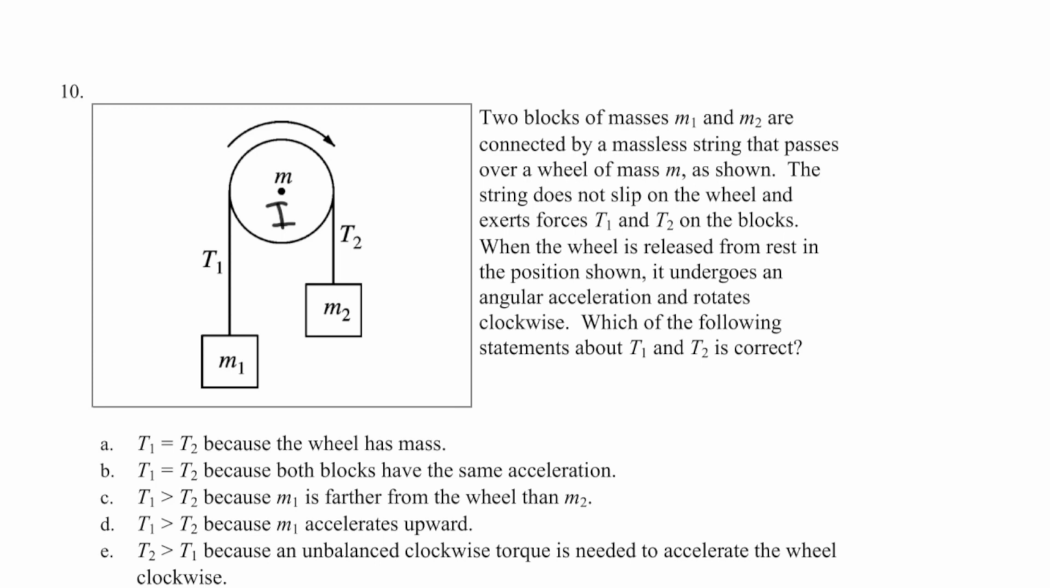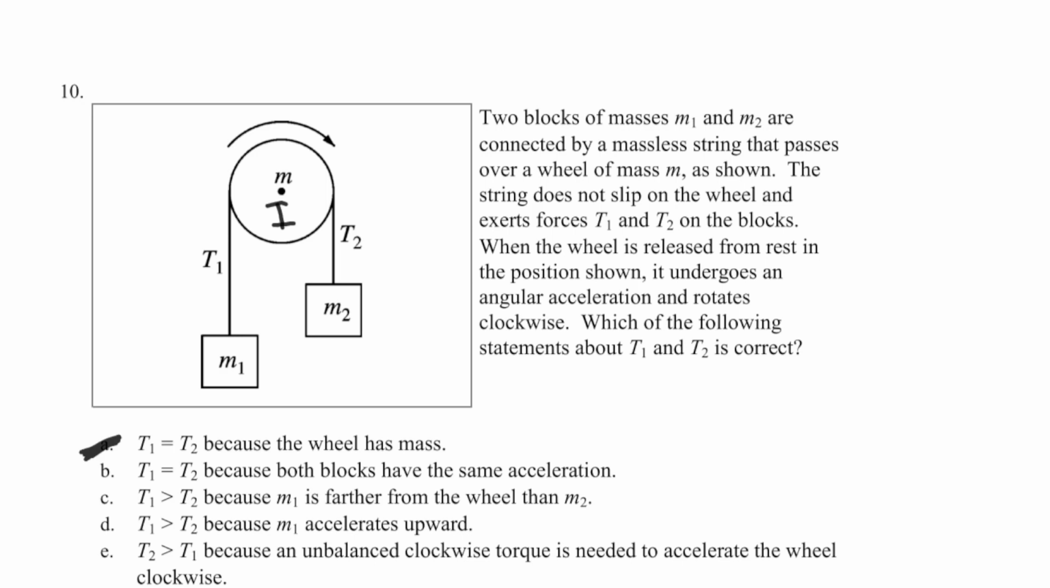Well, we can just go through. T1 equals T2 because the wheel has mass. No, that's true if it didn't. If it didn't have mass, that's our first introduction to the Atwood machine, where we analyzed the problem by pretending the pulley didn't exist. T1 equals T2 because both blocks have the same acceleration. Well, no, because both blocks have the same acceleration, that doesn't really have to do with the tensions. But let's leave it, because that's not instantly being eliminated.